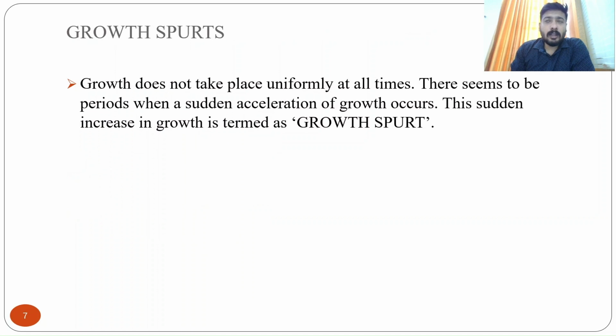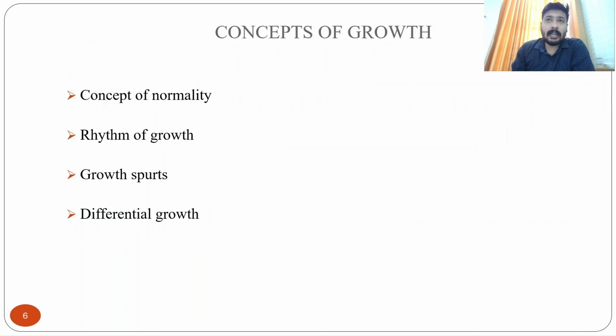So what is the concept of normality? That is, you compare the individual to the normal population. Is he or she within the normal rate of growth? The rhythm of growth is whether he or she is having the normal rhythm that they are supposed to have, that they are supposed to have this much amount of growth or supposed to achieve this milestone.